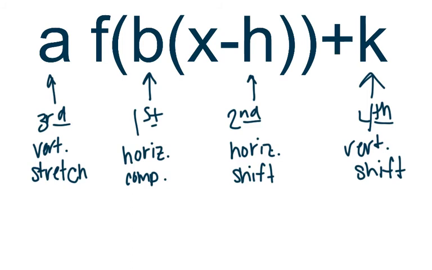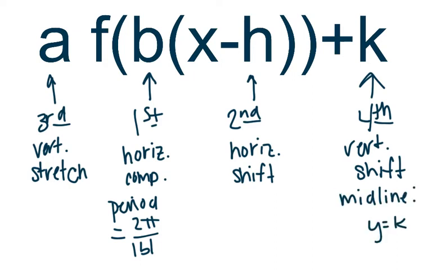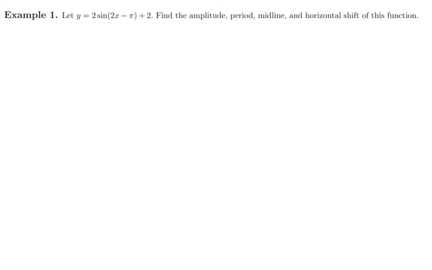So if we go back to this little diagram we've got going, I can fill in what happens. This b affects our period. Our vertical shift affected our midline, and then our vertical stretch affected our amplitude. And then the horizontal shift didn't affect a special property of our graph, but it does have a special property called the phase shift. Remember, that was the property where if we shift our graph by a multiple of the period, we get the same graph.